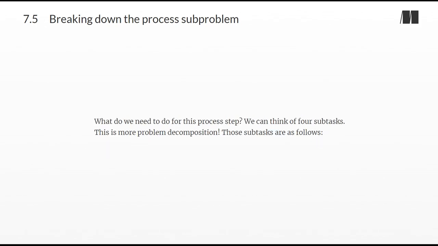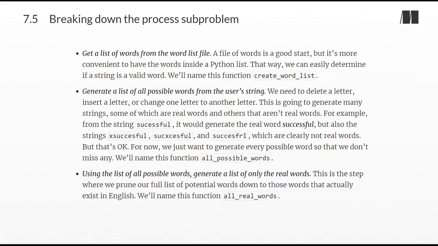What do we need to do for this process step? We can think of 4 subtasks. This is more problem decomposition. Those subtasks are as follows. Get a list of words from the word list file. A file of words is a good start, but it's more convenient to have the words inside a Python list. That way we can easily determine if a string is a valid word. We'll name this function createWordList.